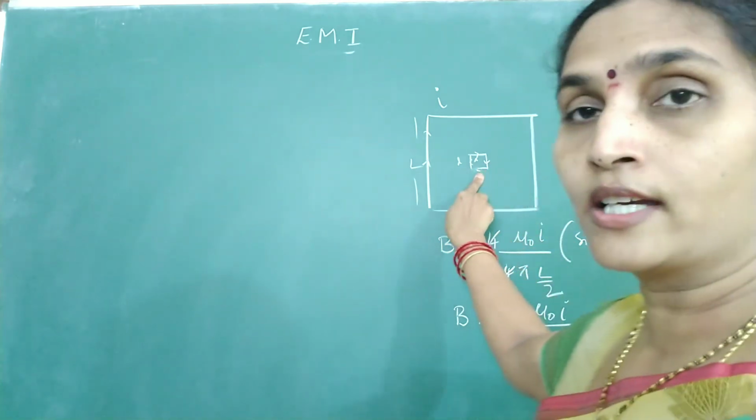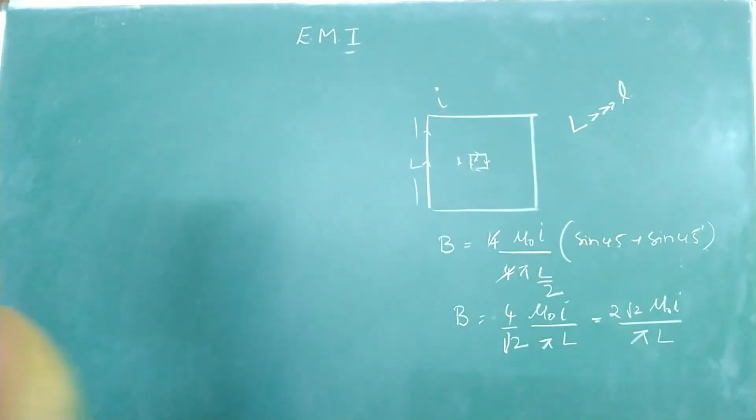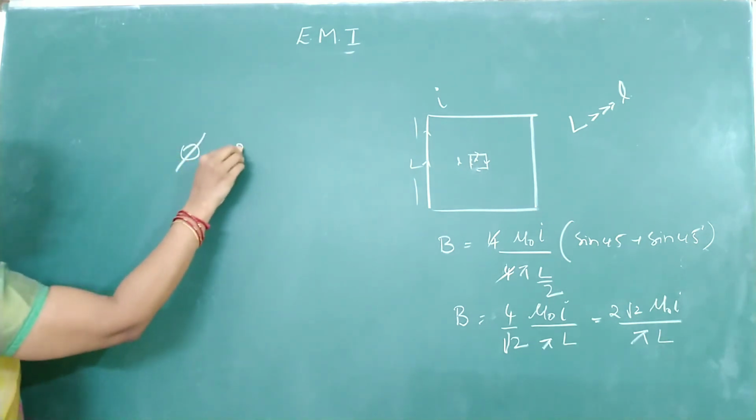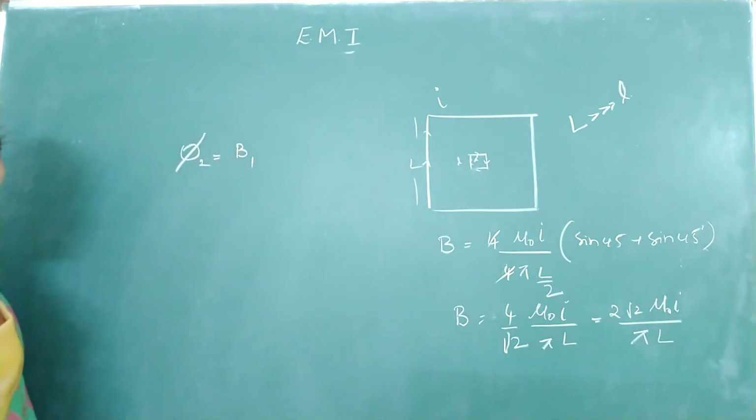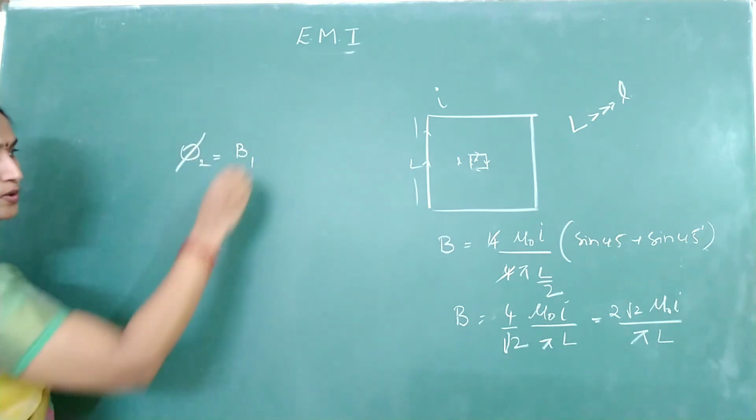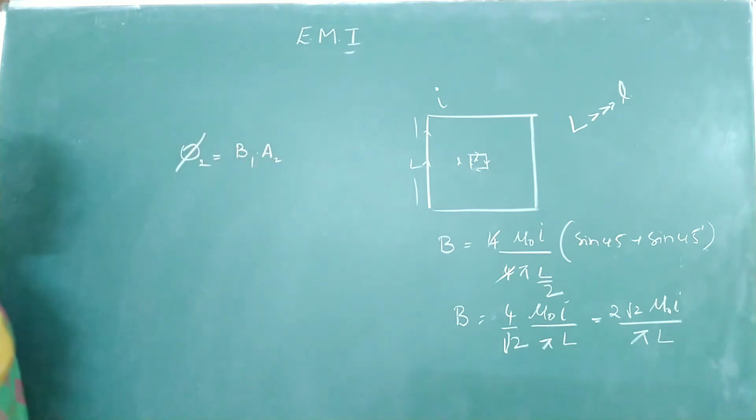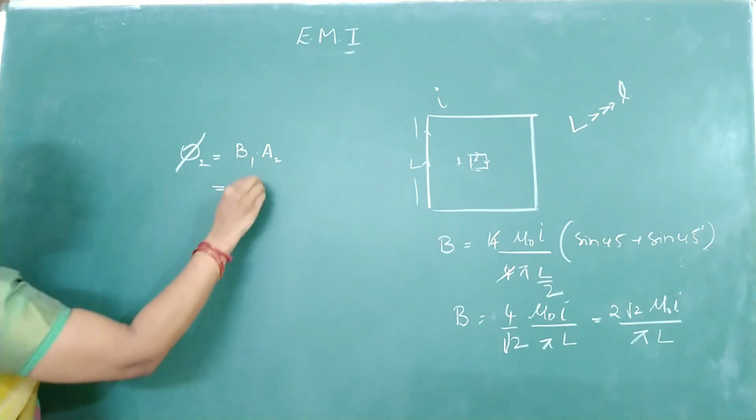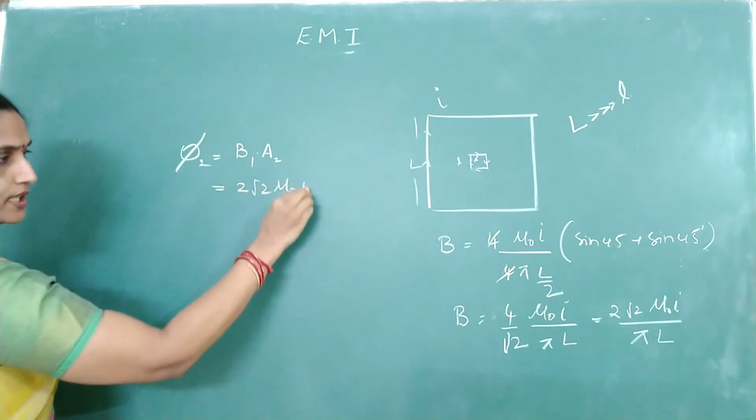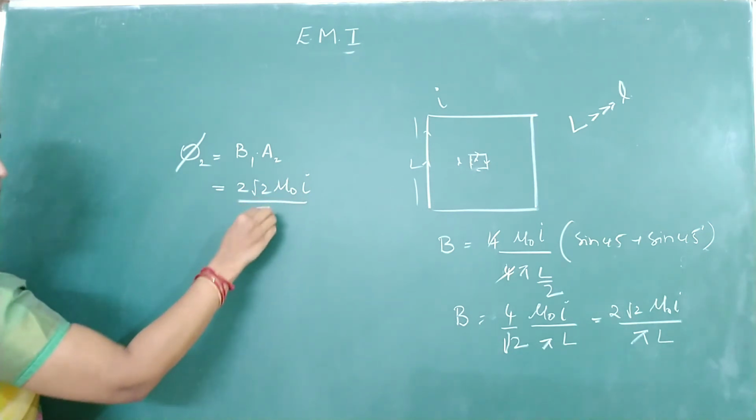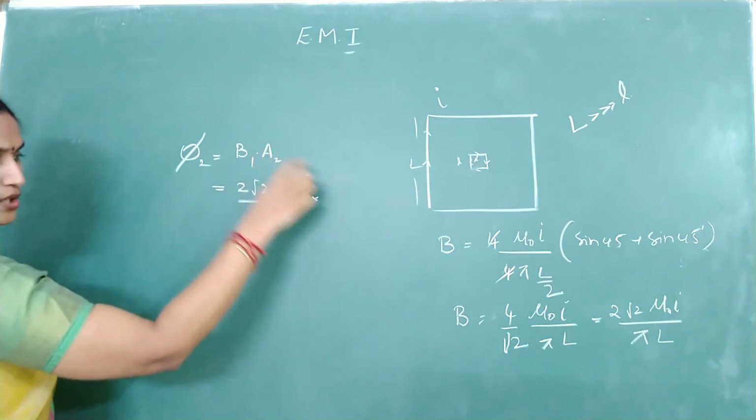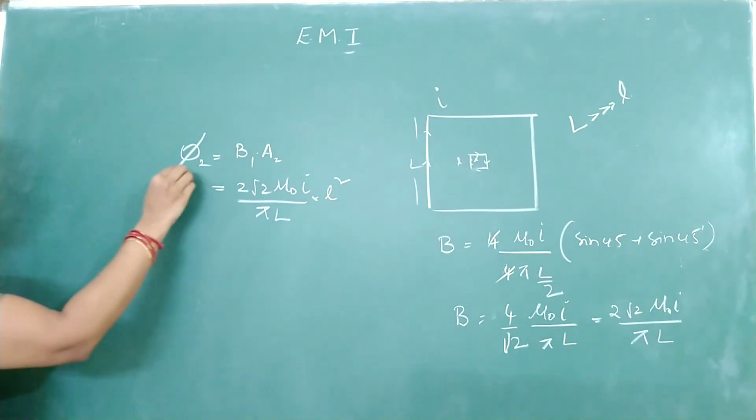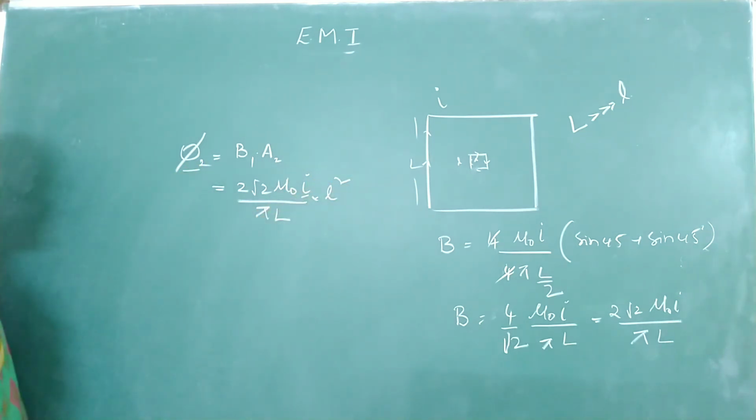Now what is the flux linked with the inner loop? Can we write the flux in the second loop, the inner loop, as the magnetic field produced by the outer loop times the area of the smaller loop? So write this: B1 is equal to 2 root 2 mu naught I divided by pi L, into the area of the smaller loop. I will write it as small l square. So we have calculated the flux, and this is the current.